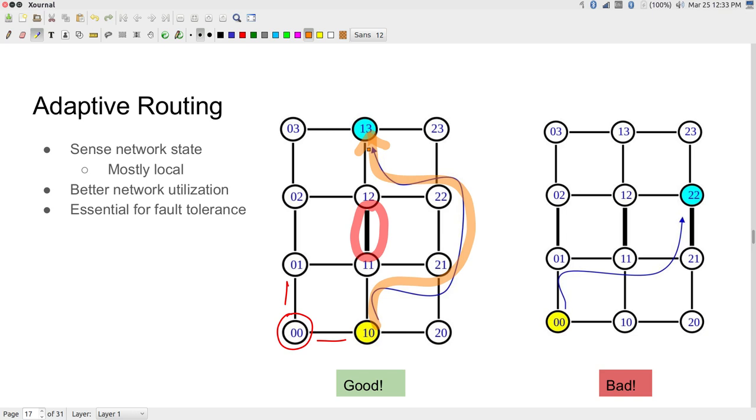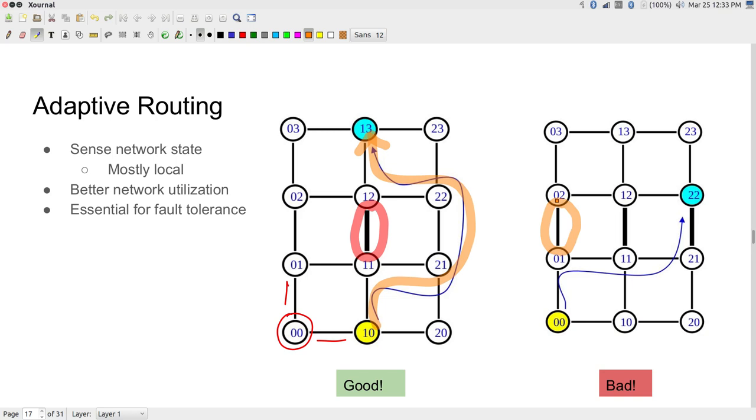Because 11 had information about its neighbors. It knew that the 12 link was crowded, so it sent the data on to 21, and from there I continued with the XY routing protocol. 21 was able to send it up to 22, then go back to 12, and then from there go to 13. Okay, the problem is, imagine a situation where, for example, you have something like this.